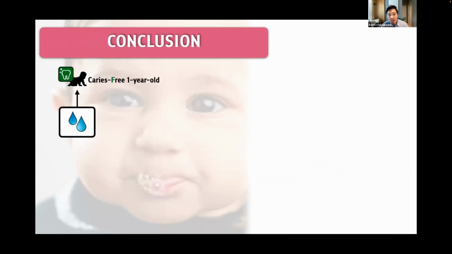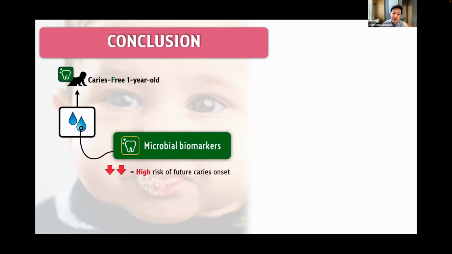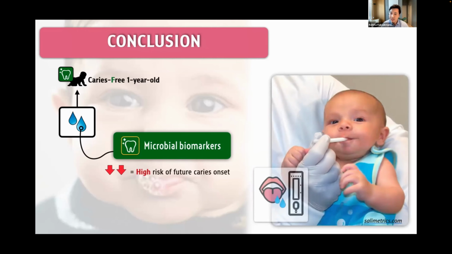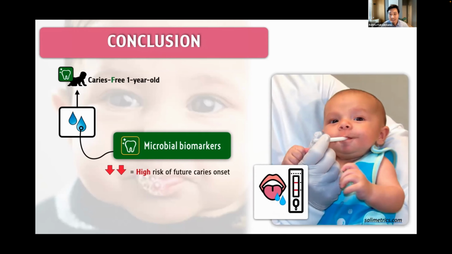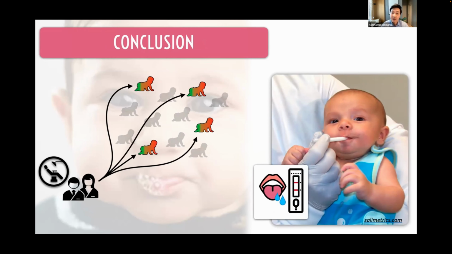In conclusion, we analyzed the saliva from caries-free 1-year-old children and could identify biomarkers whose low abundance is associated with a high risk of having caries. From this, it could be developed into a saliva test kit that would help targeted prevention to precisely predict the 1-year-old children who have a high risk of caries. So we could provide the prevention with more efficiency, and hopefully a decrease in caries prevalence could be possible.